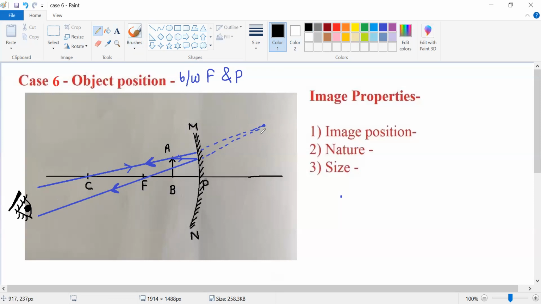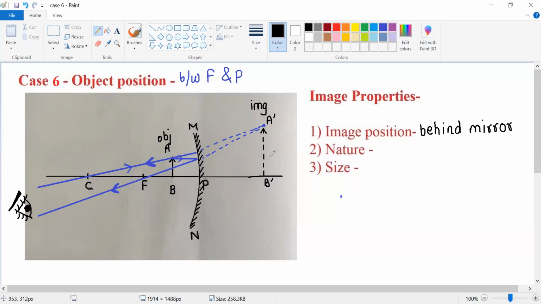Because the image is virtual, we will not draw it with a solid line, but we will represent it with a dotted line like this. Labeling the image as A dash, B dash. This was the object. This is the image. And let's learn what are the image properties. If we observe, we see that the image is now formed inside the mirror, or we can say behind the mirror. So the image position is behind mirror.